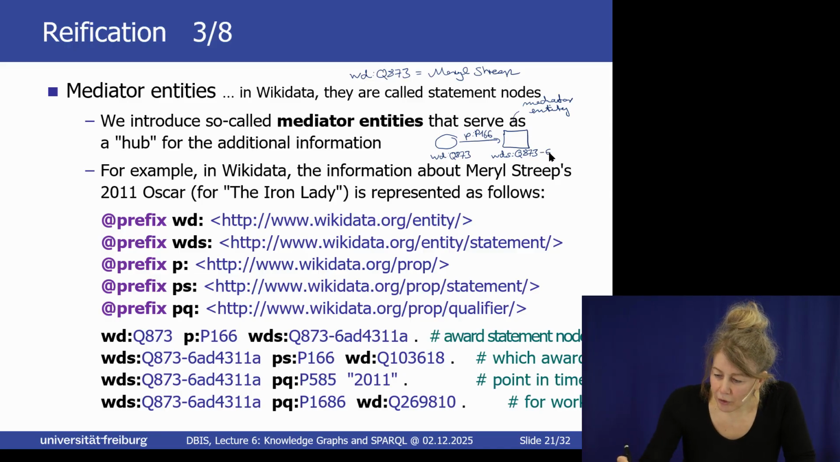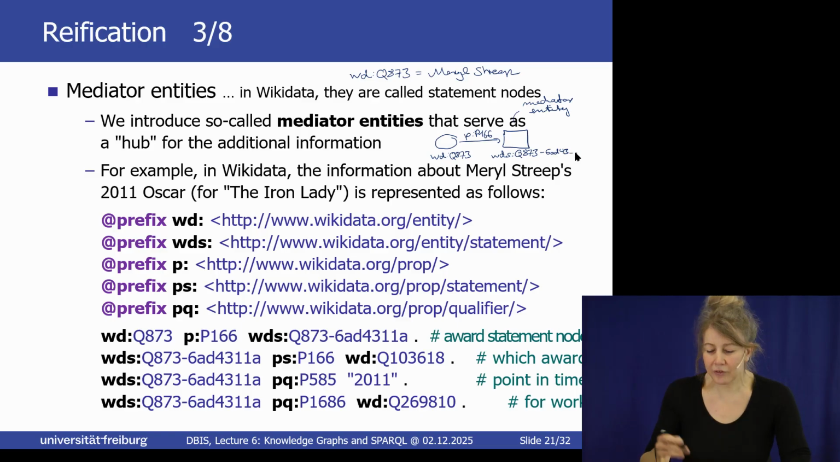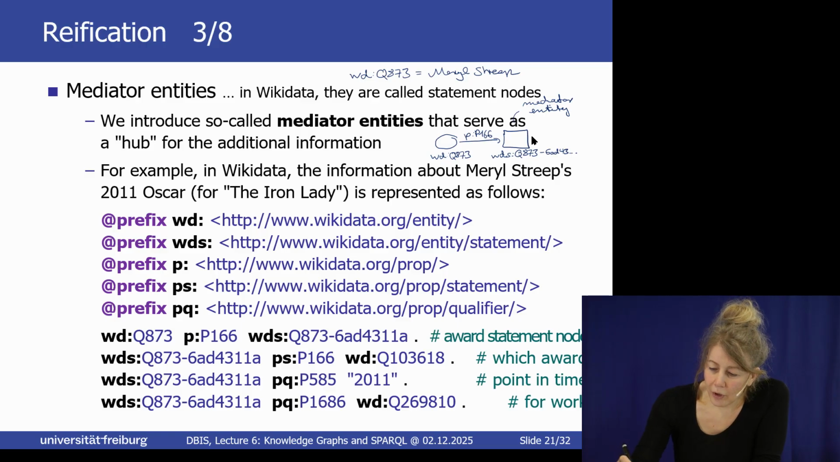And I will talk more about this, but let's just understand. So this is 6AD43, and it even goes on. It's longer in reality. And now this is connected to 3 more things in this example. So this is connected via PS:P166, and this is now the award. And this here is PQ:(P585), and there's a lot to understand here. It's connected to something else.